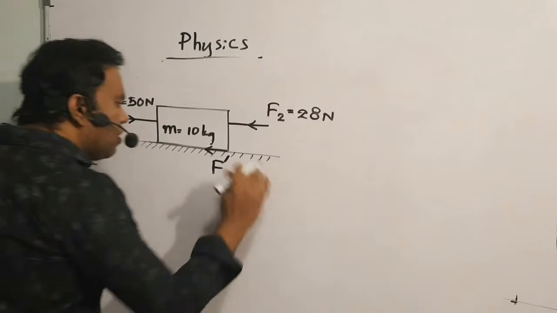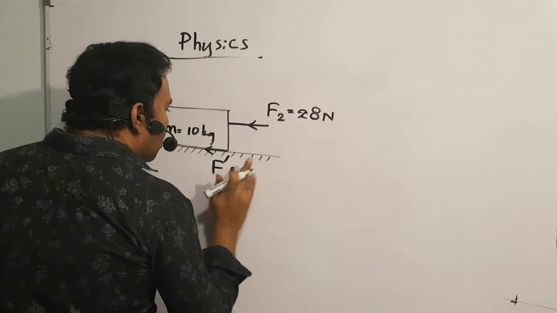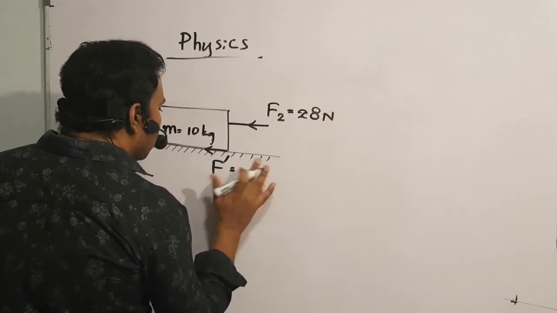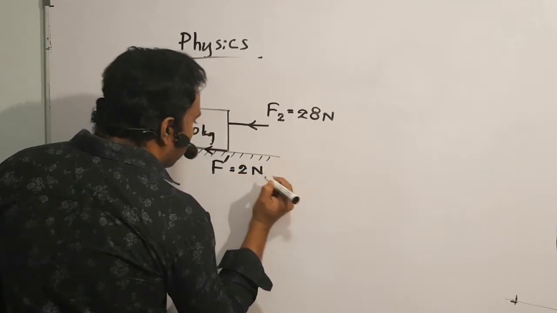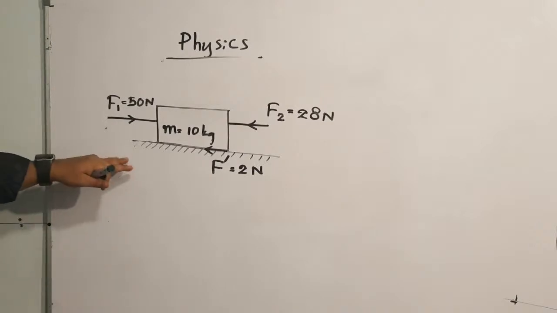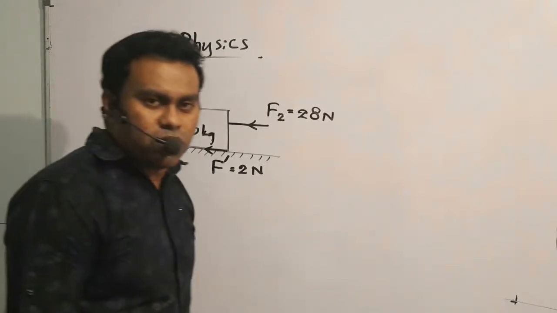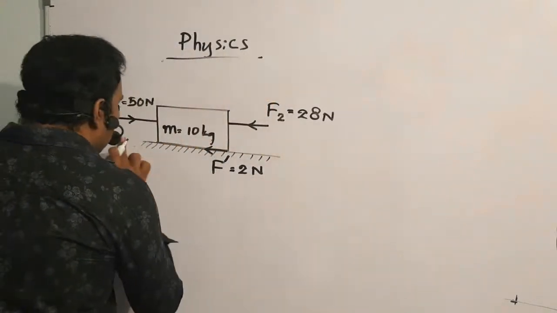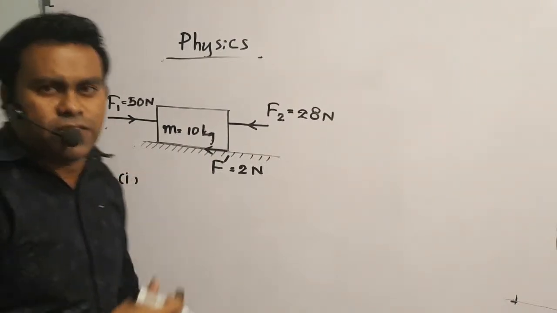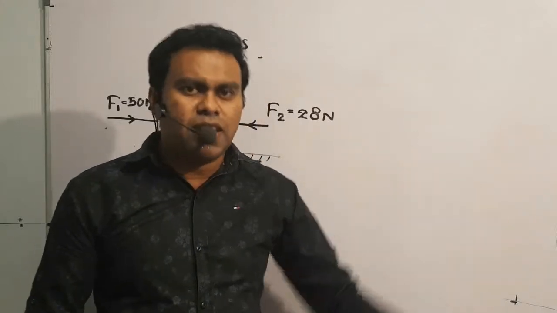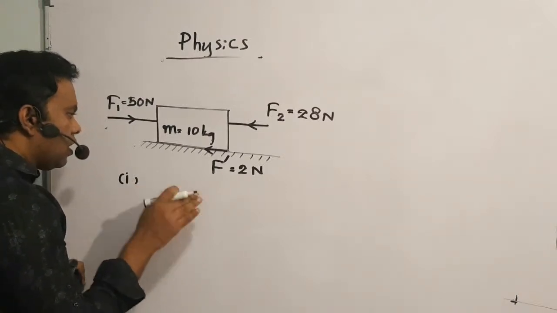Okay, so according to this surface, when this object is moving or just starts to move, that friction is equal to 2 newtons of force. Okay, so this is the usual details we have been given. Now, questions. What type of questions may be asked to you? These types of questions will be asked from you.